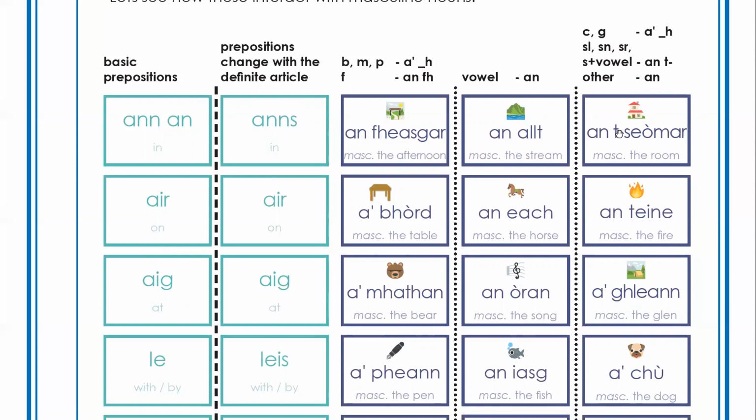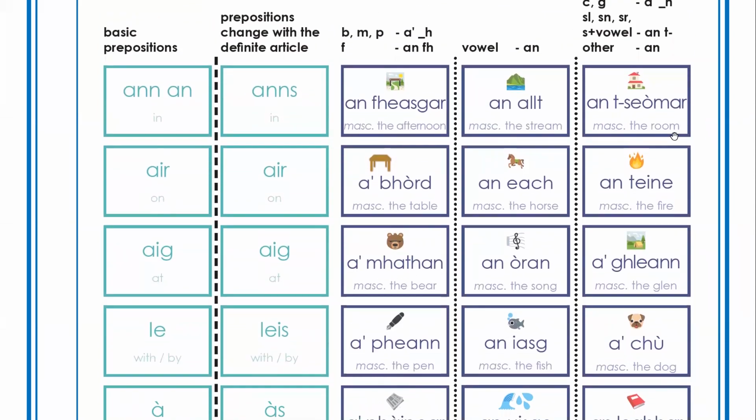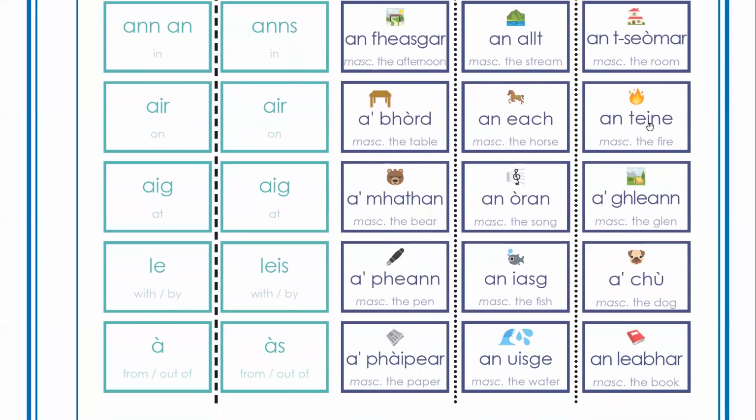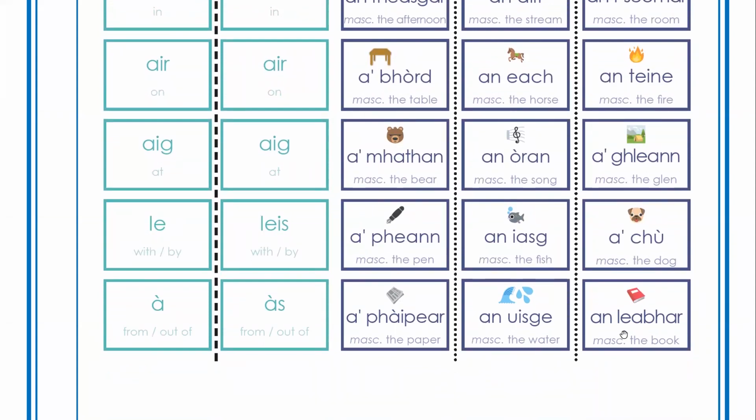So as I noted, an t-seòmar, the room, and seòmar. If we're in the room, anns an t-seòmar. And here the T is basically taking the place of the S. We can't say ant seòmar. The S just drops and we say the word as if it starts with the T. And then all other words in this category just remain AN, no change. So words like cainnt, an cainnt, no change. Lìon and lìon, as an lìon.